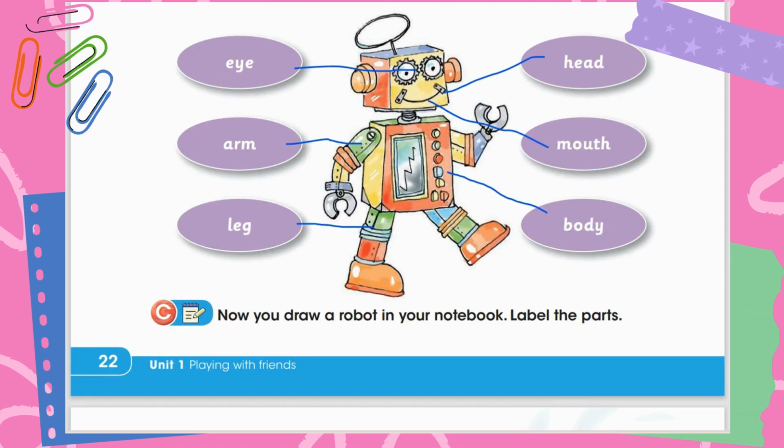So now you draw a robot in your notebook and label the parts. This is very easy. You just have to draw a robot. You can copy this robot. You have to draw your robot in your notebook and label the parts. Labeling means you have to tell where the eyes are, where the ears are, where the arm is, where the mouth is. So I hope you guys can do this. Just make it colorful and make it fun, and you can post the picture in the comments also.